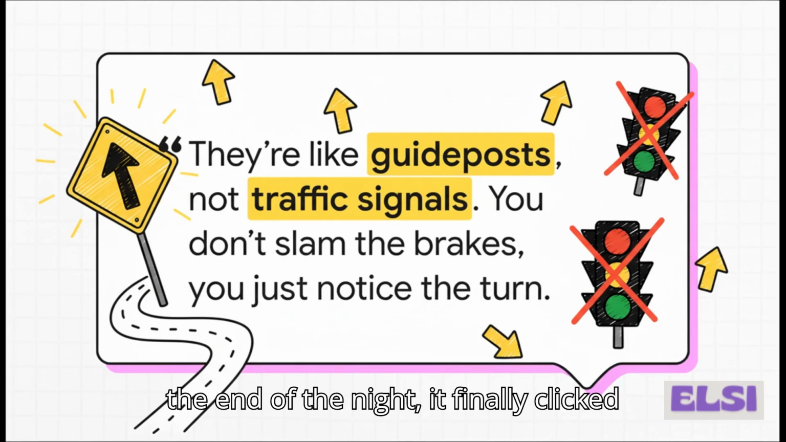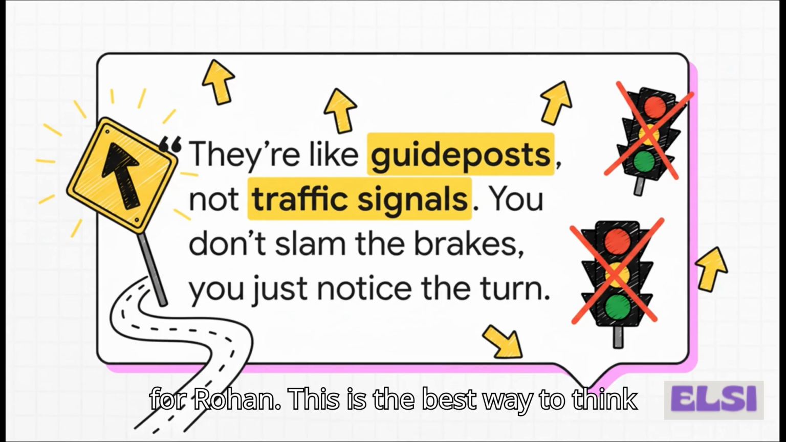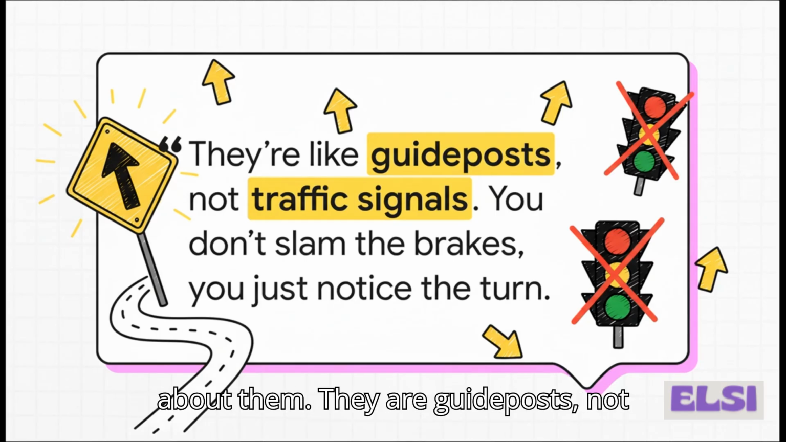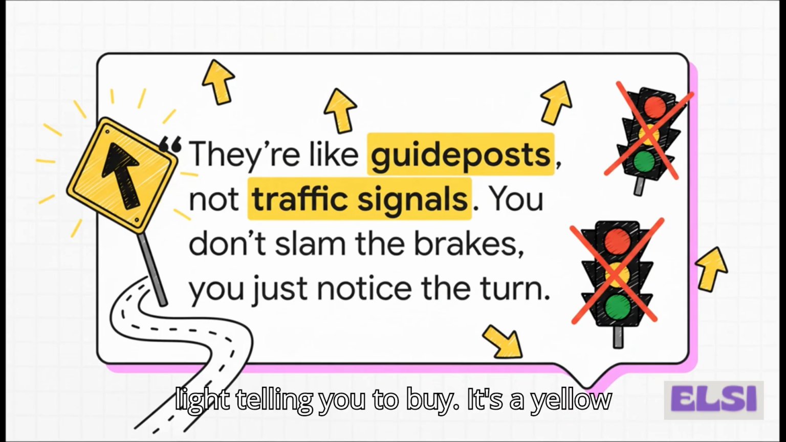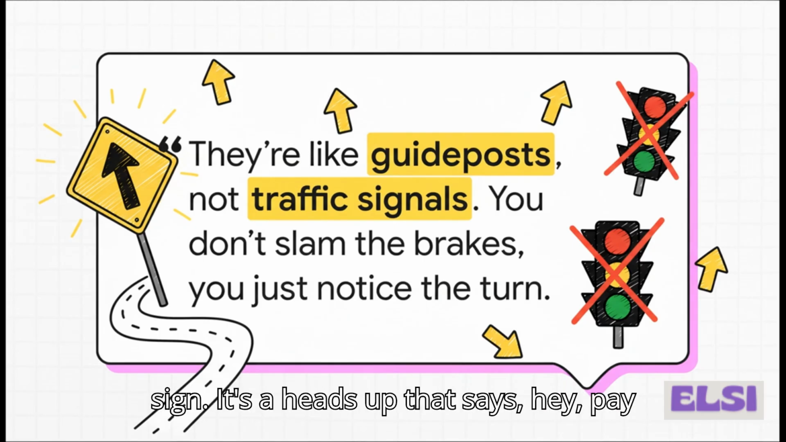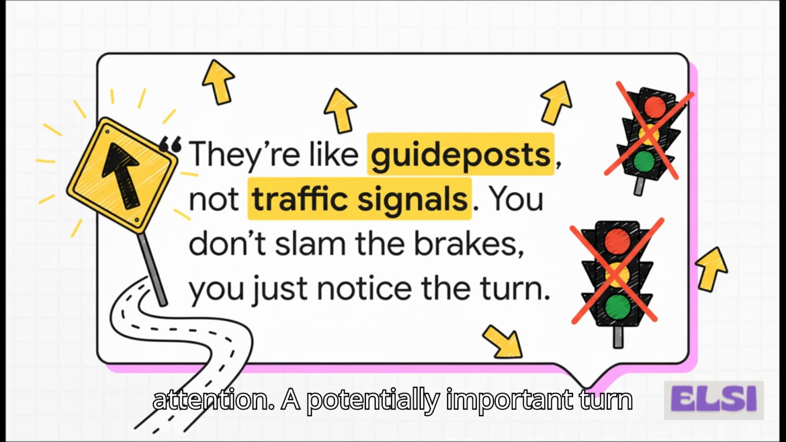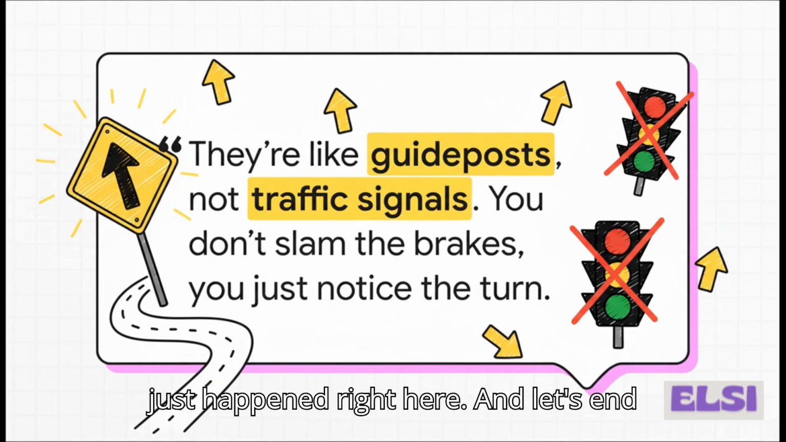By the end of the night, it finally clicked for Rohan. This is the best way to think about them. They are guideposts, not traffic signals. An arrow isn't a red light telling you to sell or a green light telling you to buy. It's a yellow sign. It's a heads up that says, hey, pay attention. A potentially important turn just happened right here.